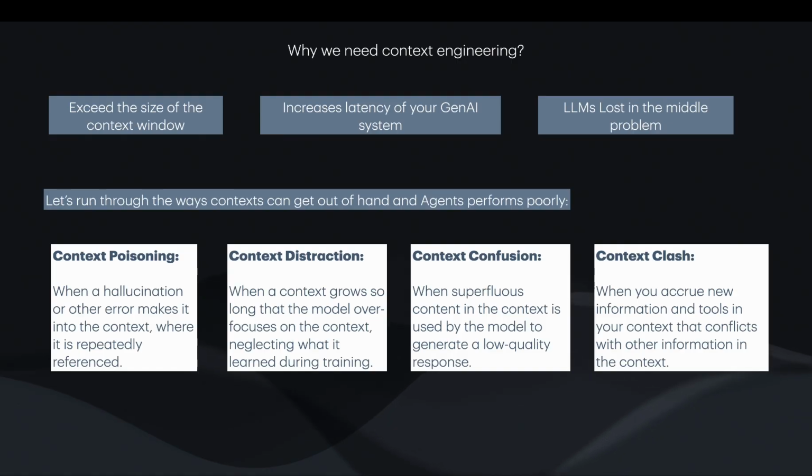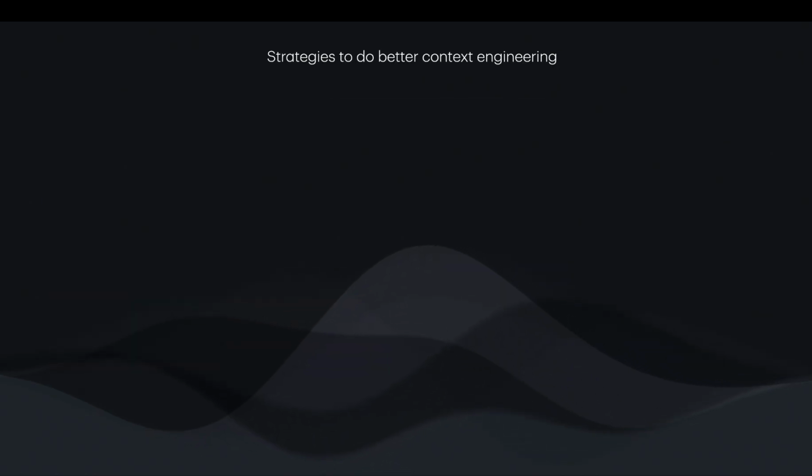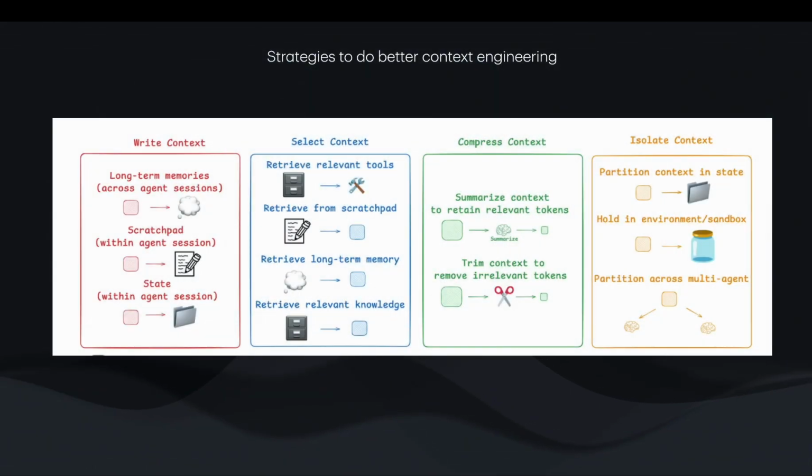So these are some of the scenarios where the agent performs very poorly, and that can be due to context poisoning, distraction, confusion, or context clash, right? That's what we are trying to avoid whenever we do context engineering, right? Now let's talk about the strategies to do better context engineering. LangChain has given us four strategies, which we will now discuss in detail, right?